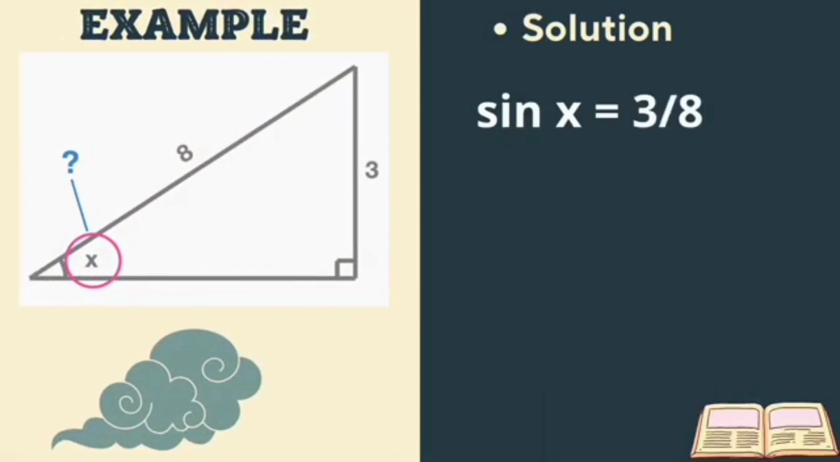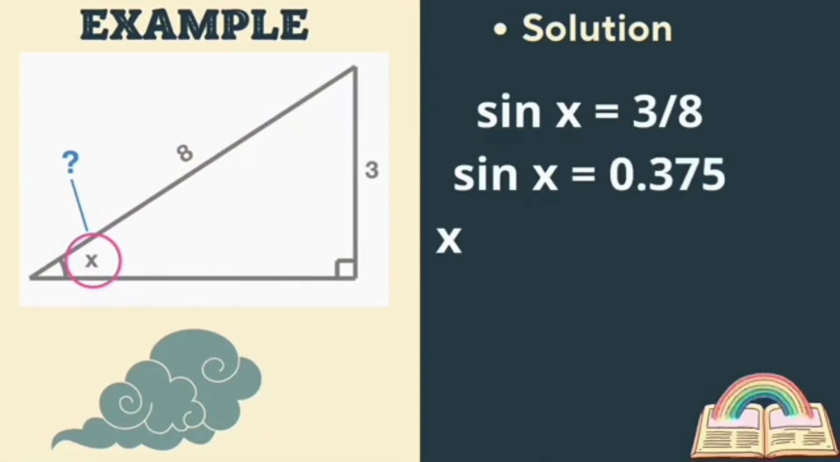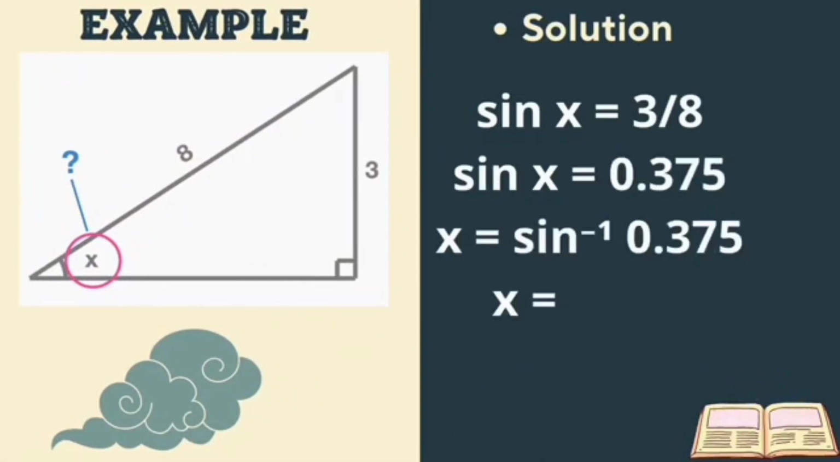From the solution, sin x is equal to 3, representing the opposite side, divided by 8, representing the hypotenuse side. From division, sin x is equal to 0.375. x becomes the sine inverse of 0.375, which is 22.02 degrees.